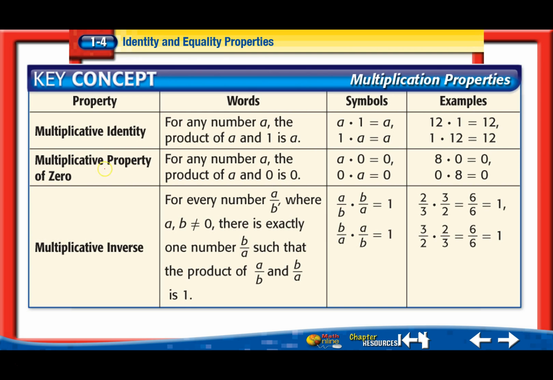Okay, so the multiplicative property of 0: any number times 0 is 0. So 8 times 0 is 0. I know these are hopefully just review, but we've got to say them anyways.